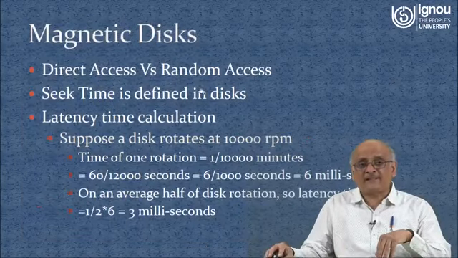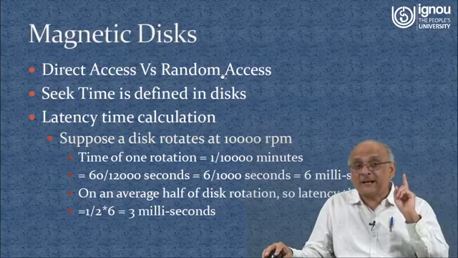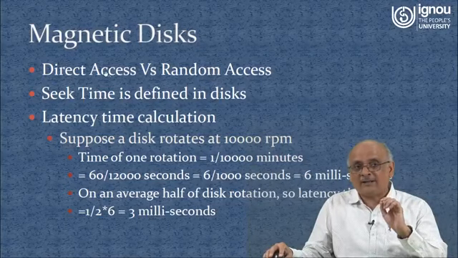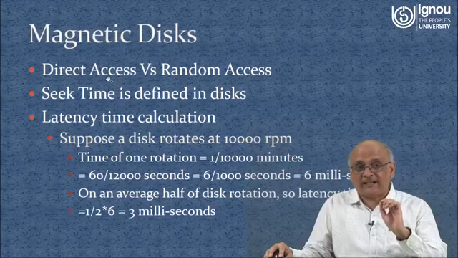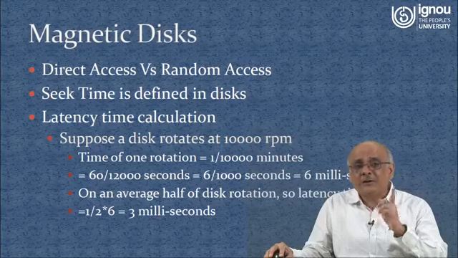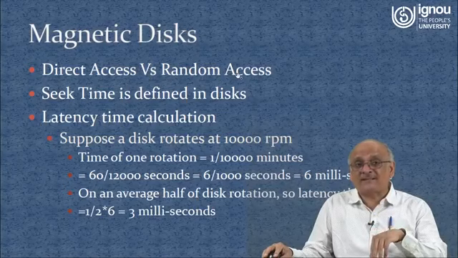Now, random access versus direct access. Random access is what we said for memory: any location we can access in the same amount of time, but not in the disk. However, I can access a track directly, although there will be some seek and rotational latency, but still I can access a particular sector directly. So that becomes direct access. It is not random access. Random access is for each location.